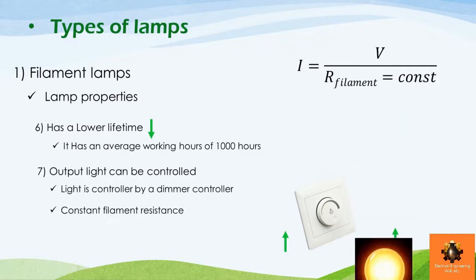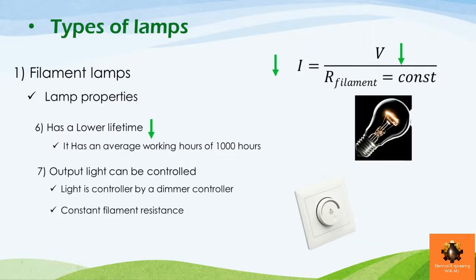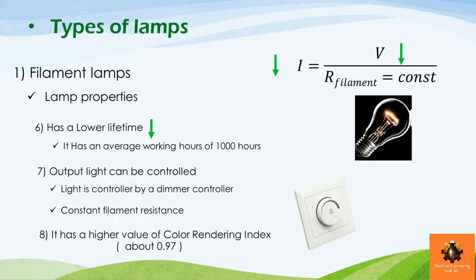Also, the inverse is right, as when the input voltage decreases by controlling the dimmer switch slider, the input current at that condition will decrease, and then the light output of the lamp, or the lumens output of the filament lamp, will decrease. Very good. Also, the last property of the filament lamp is that it has a very high value of the color rendering index that reaches about 0.97.